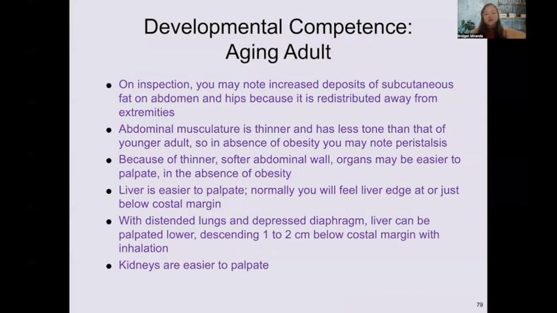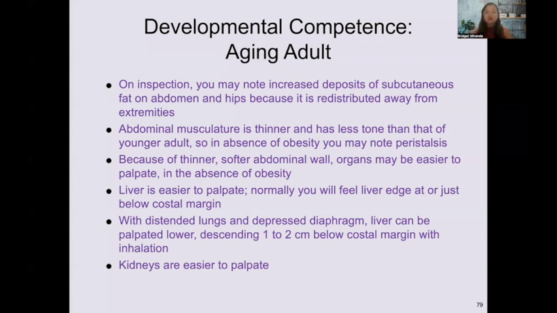Now, with our aging adults, you might note that they're going to have increased areas of subcutaneous fat, less abdominal musculature, and you might note that their deposits of subcutaneous tissue are distributed differently than a younger patient. Their musculature is thinner, they have less tone, and you might even have areas where you think it should be thinner, but maybe a little bit more rigid. And these areas are areas of concern.